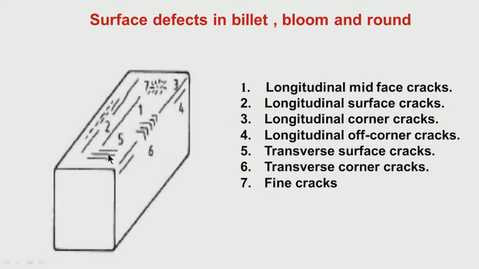Now, look at 5. What is the direction of these cracks? If 1 was longitudinal, 5 is transverse, because it is perpendicular, at about 90 degrees to the longitudinal direction. This is the direction of casting, the long direction. So, this is the transverse direction. So, 5 we call transverse surface cracks, surface but in the transverse direction.